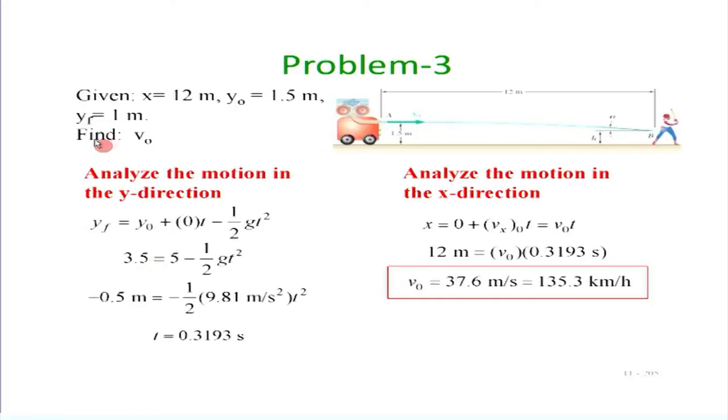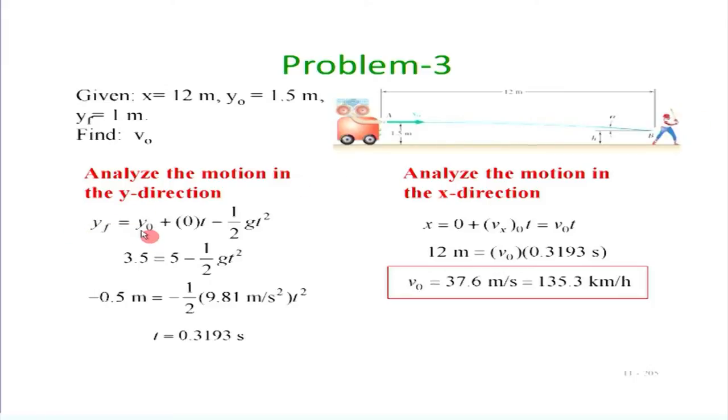So y final is 1 meter, x is equal to 12 meter, y 0 is equal to 1.5 meter. This is y 0. Okay, so what we have taken? We have taken the coordinate system to be here at the bottom. So 1.5 meters is the initial y displacement, 1 meter is the final y displacement, x is 12 meter. So what do we know? That we want to go from here to here.